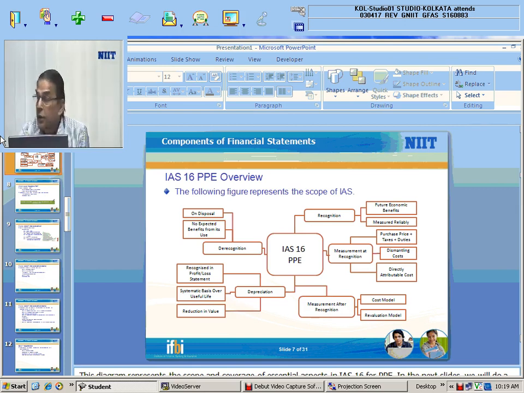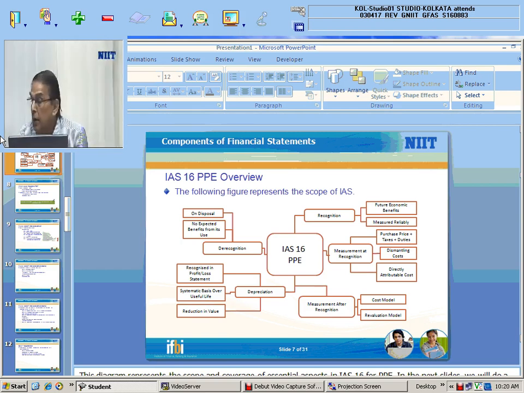So IAS 16, let's look at what IAS 16 covers. Of course, we will be going into more details. IAS 16, which we are discussing today, International Accounting Standard 16, relates to property, plant and equipment. It deals with recognition: when do you recognize an asset as property, plant and equipment? Recognition is based on future economic benefits. There must be a future economic benefit arising from that asset, and it can be measured reliably.